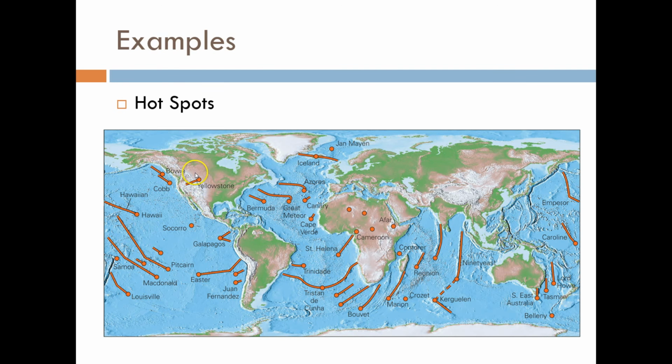Then everybody's favorite supervolcano, Yellowstone. Now this one isn't in the ocean, but there is a hotspot track that goes from the Columbia River basalts of eastern Washington down through the Snake River Plain, through Craters of the Moon in Idaho, and then finally Yellowstone National Park, where it is now.